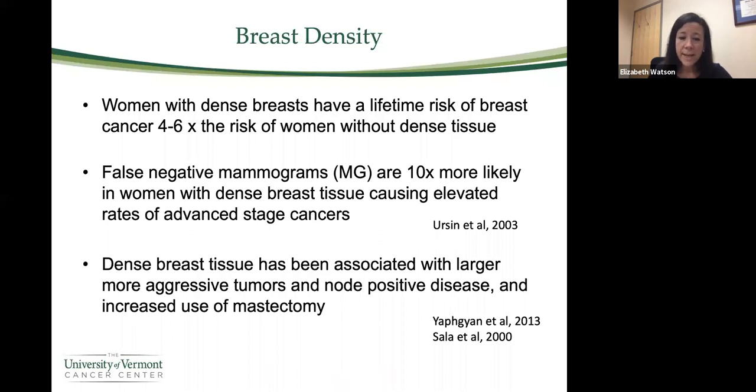We also know that dense breast tissue is associated with larger and more aggressive tumors, as well as lymph node positive disease. So sometimes the breast cancer can get so large that it actually moves into the lymph nodes in the armpit, which can also increase the use of a more aggressive surgical management, such as a mastectomy.